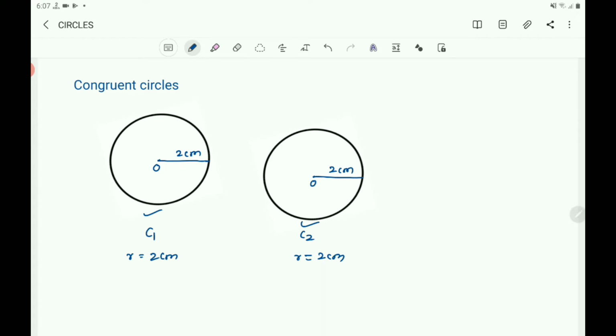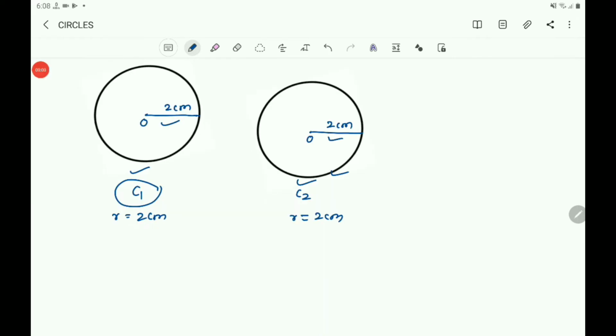It means they have equal radii. Here C1 is a circle with radius 2 cm. C2 is also a circle with radius 2 cm, and they cover exactly if one is kept on the other. They coincide with one another. So you can define that two circles are said to be congruent if they have equal radii. Either of them can be superposed on the other so as to cover exactly.